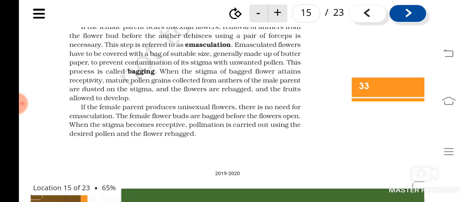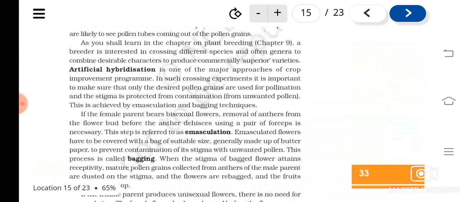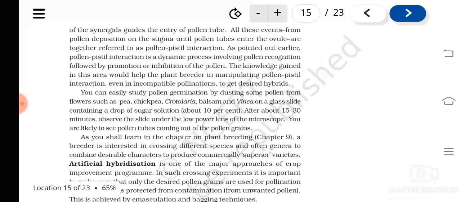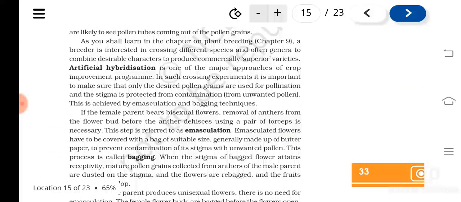So is it clear? If the flowers are unisexual, then there is no need of emasculation. The female flower buds, before they open, should be covered with a bag. When the stigma becomes receptive, pollination is carried out using the desired pollen, and then it should be rebagged. This was also asked once for 5 marks, artificial hybridization. So you have to remember the different steps.